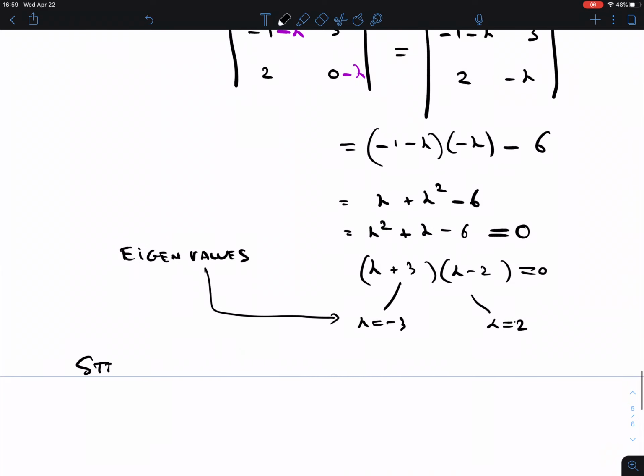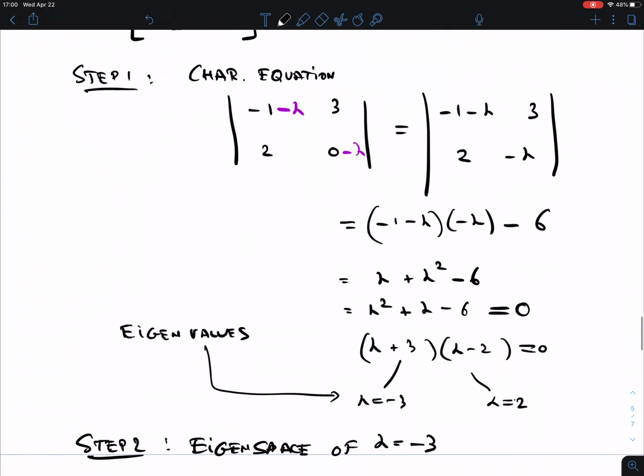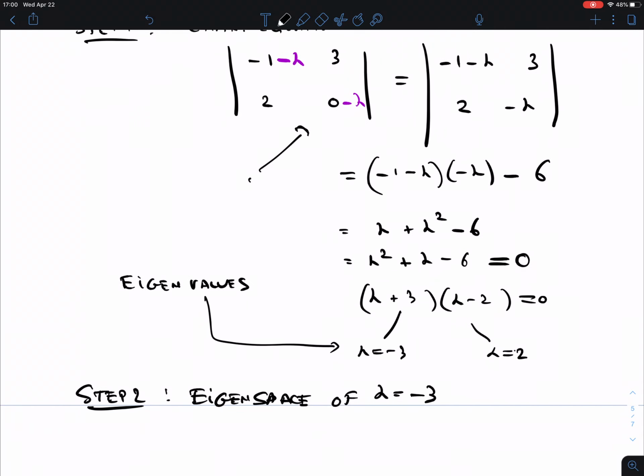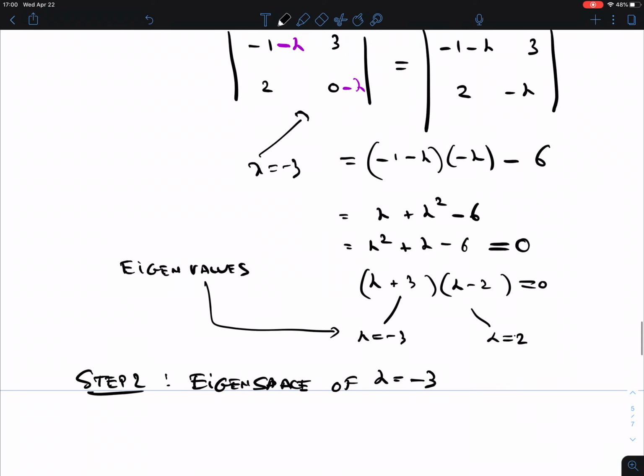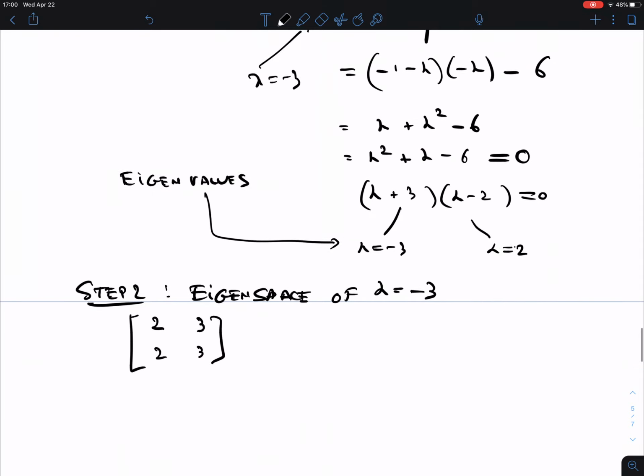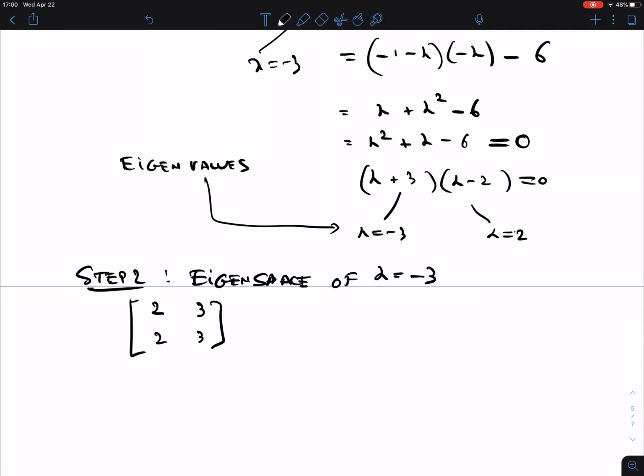Step 2. Now I want to calculate the eigenspace corresponding to each of these two solutions. Eigenspace of lambda equals -3. What do I do? I take this matrix and I plug in lambda equals -3. So what I get, let's see, I have just enough space to see it. -1 minus -3, so that is +3, that's 2, right? Then I have a 3 here, I get a 2, and -3 is 3. And this matrix should have determinant 0. I hope you see that this is the case.